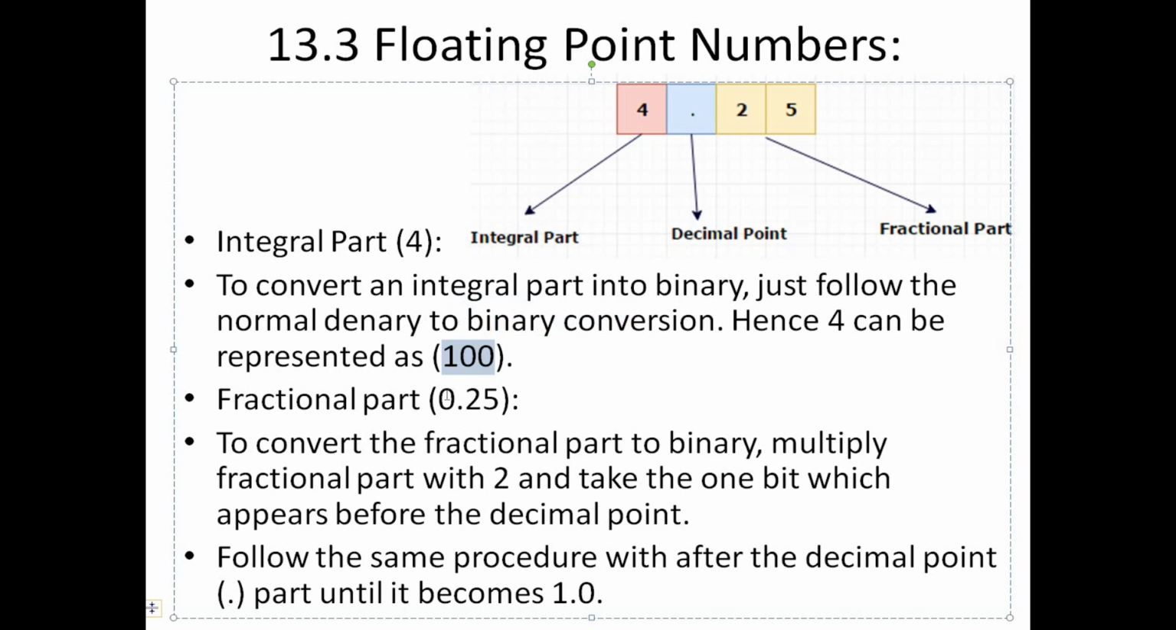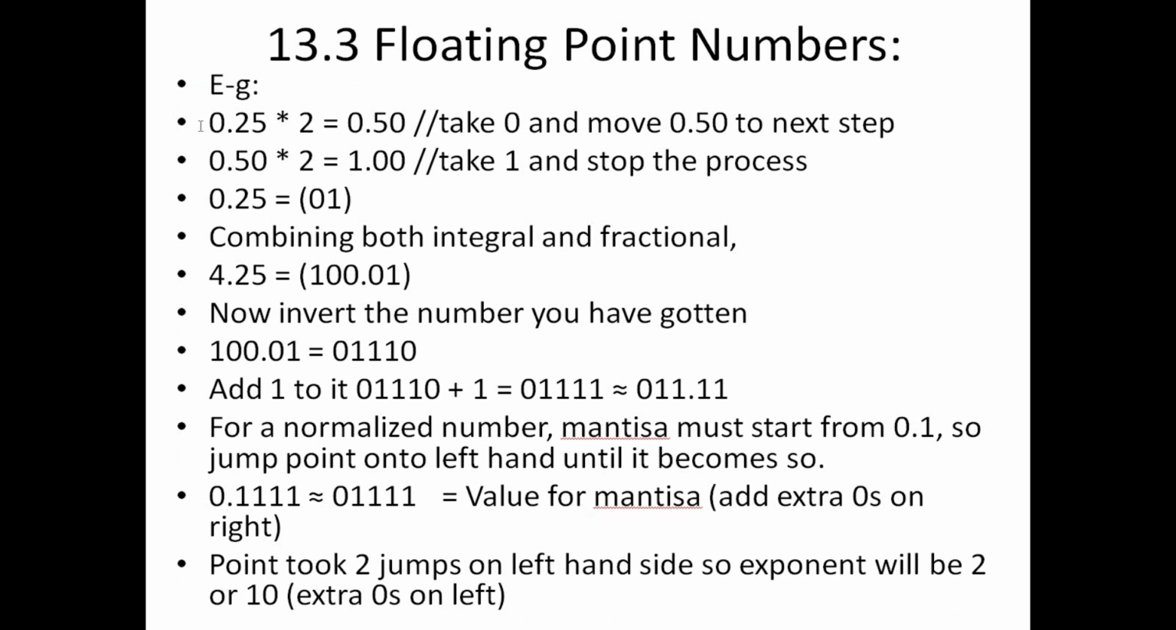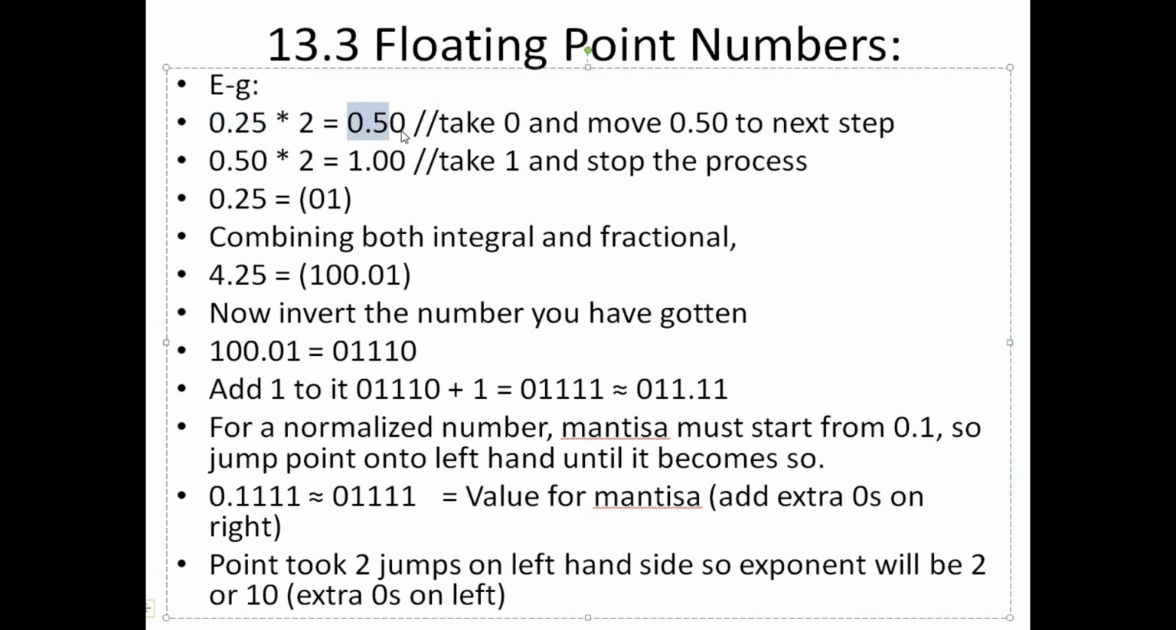Now for the fractional part, that is 0.25, you will have to multiply this given number by 2 and take the one bit which appears before the decimal point. Follow the same procedure until you reach a stage where the number becomes 1.0. For example, 0.25 multiplied by 2, you get 0.5. Over here, the number before the decimal is 0, so you will take 0 and multiply 0.5 with 2 again. In the next step, you'll get 1.0. Now you'll stop, you don't need to multiply anymore, and this time you'll take 1.